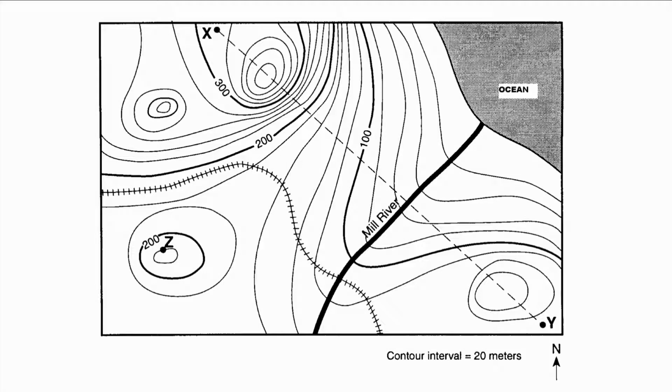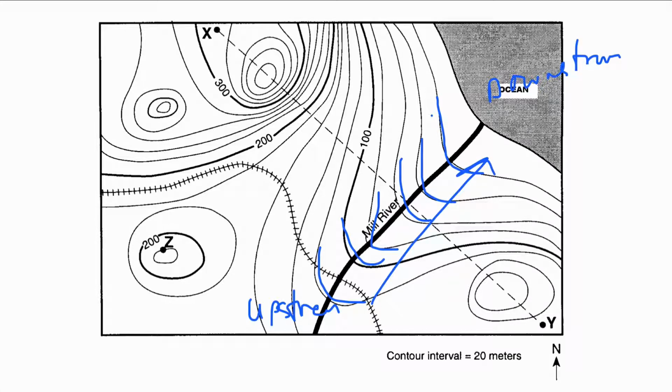What direction is Mill River flowing? These aren't really V's. They're close enough. But they're all pointing, so Mill River is flowing in this direction, which again, by coincidence, is northeast.